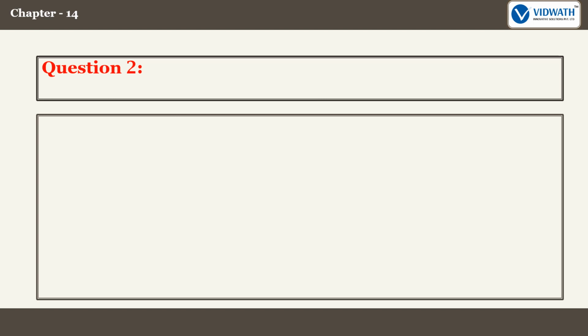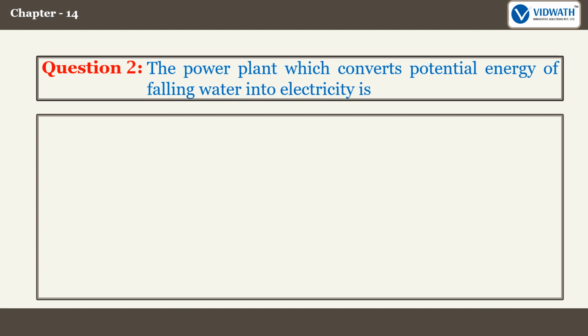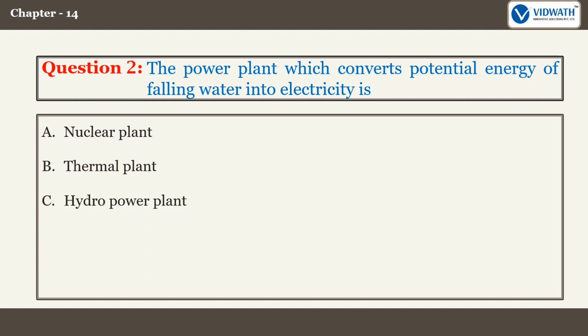Question 2. The power plant which converts potential energy of falling water into electricity is: Option A. Nuclear plant. Option B. Thermal plant. Option C. Hydropower plant. Option D. Wind plant. The correct answer is option C. Hydropower plant.